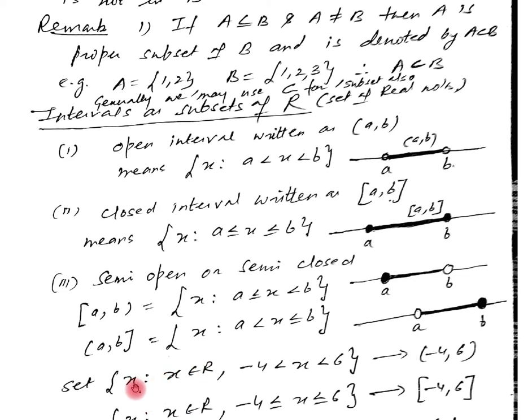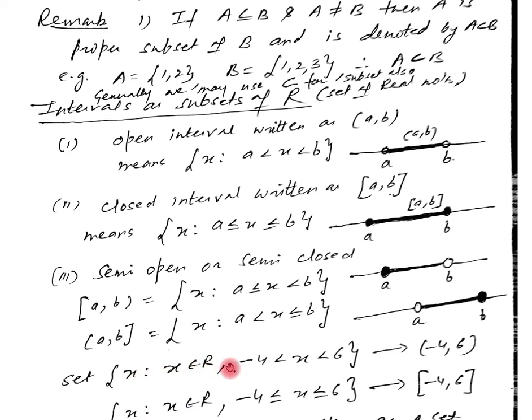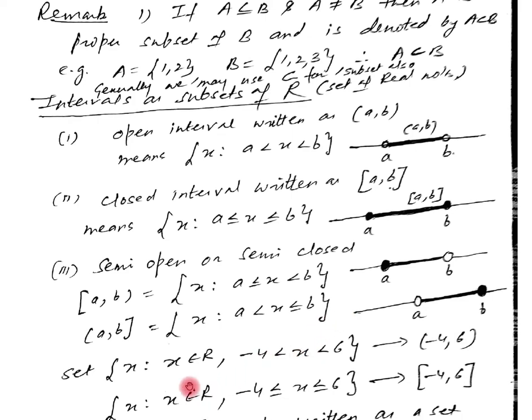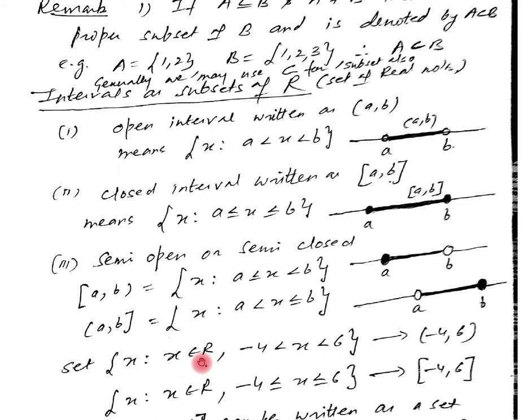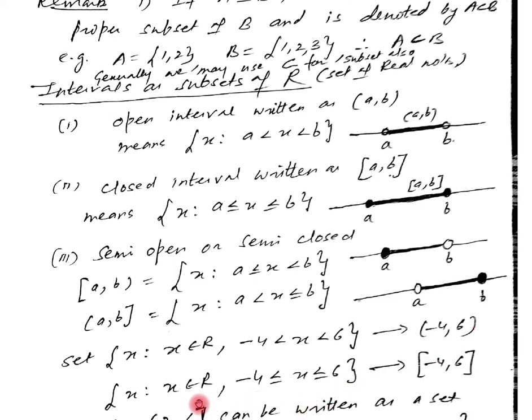Now, a set given in set builder form can be represented in interval form, and if the interval form is given, we can put it into set builder form. Let me take this set: x, where x belongs to R, meaning the set of real numbers. Real numbers mean any number which can be taken on the number line. Now, x belongs to R and -4 less than x less than 6, so it will be the open interval (-4, 6). Similarly, -4 less than or equal to x less than or equal to 6 means the closed interval [-4, 6].